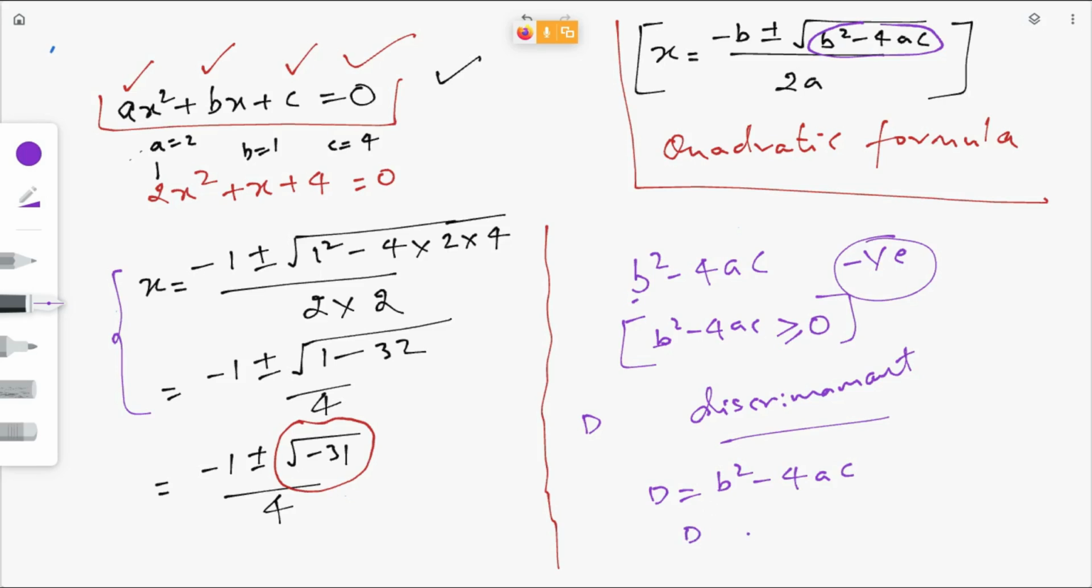If D is greater than or equal to 0, then the real roots exist. Actually this comes in the next concept, nature of the roots. I will explain it in detail: what if it is equal to 0, greater than 0, or less than 0. As of now, just remember that if it is less than 0, then real roots do not exist.